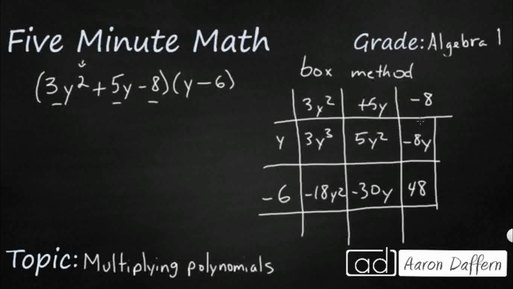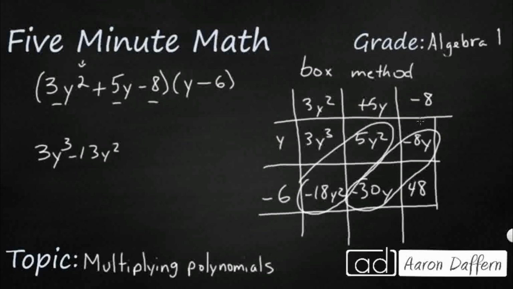And what you're looking for are like terms. So you're going to see these diagonals are going to be like terms, right? So we're going to combine them here, 3y cubed. I've got a 5y squared minus 18y squared. That's going to be minus 13y squared. I've got a minus 8y minus 30y, so that's minus 38y. And then I've got a plus 48, and that's how you would multiply those polynomials.